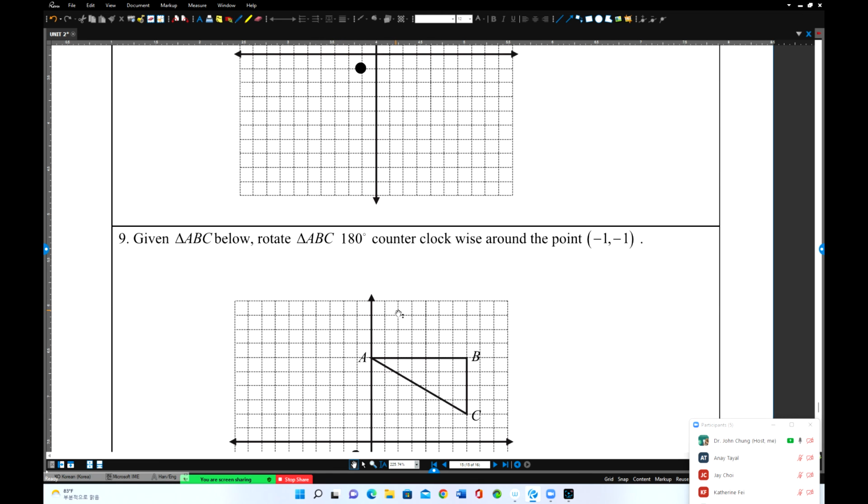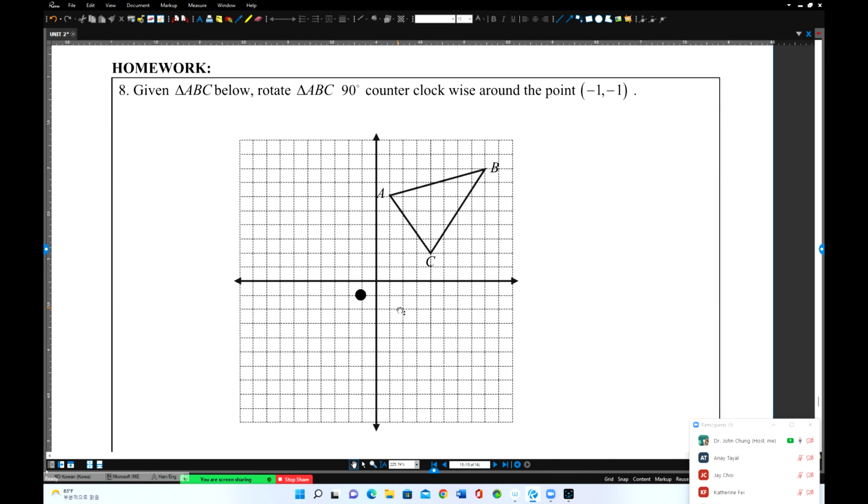Okay, now we work together. This is number 8. The center is not over here, right? The center is over here, negative 1, negative 1. So maybe I'm going to use some algebraic expressions. The center is 0 and 0. Center 0 and 0. This is the center. I'm going to add that.